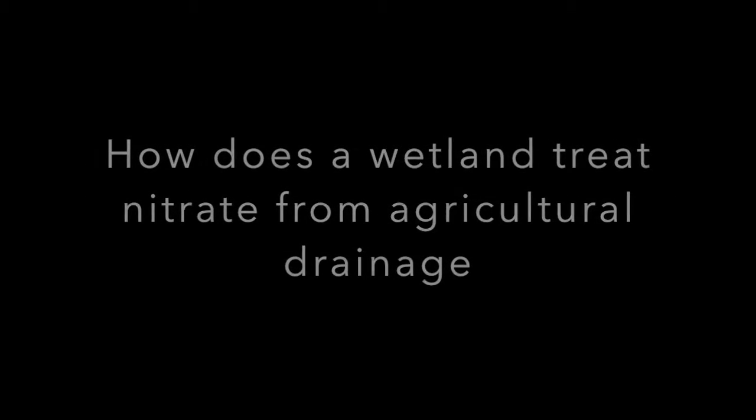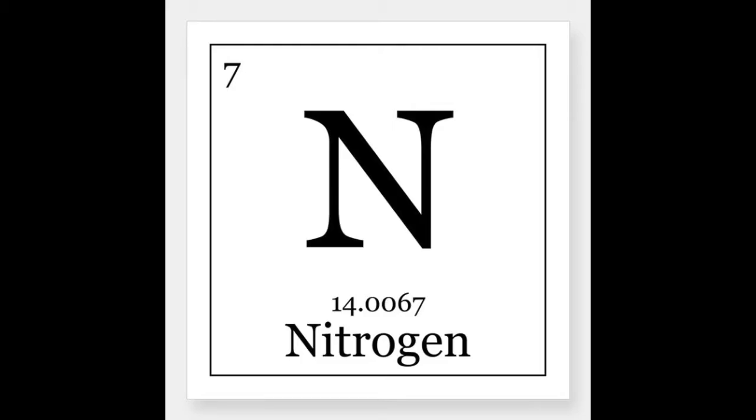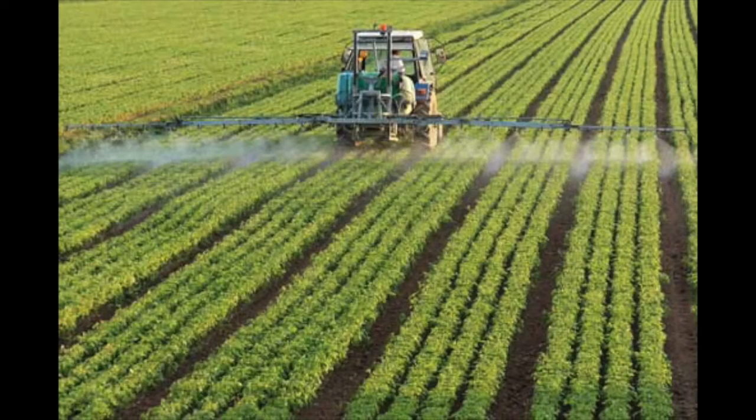How does a wetland treat nitrate from agricultural drainage? Why is nitrate used and where does it come from? Nitrogen is a limiting nutrient that plants use for growth, but it is not readily available in a useful form.